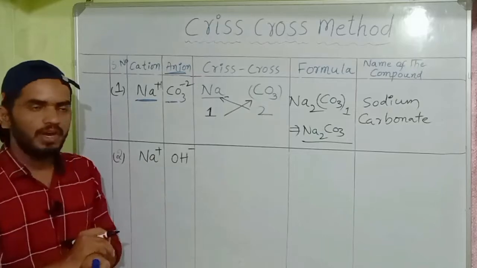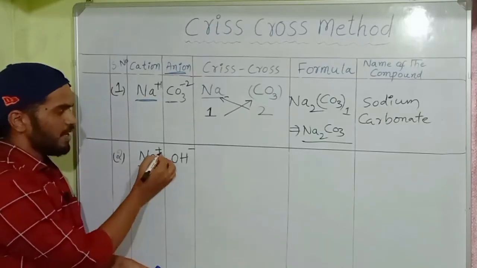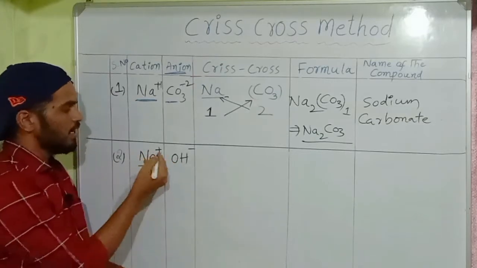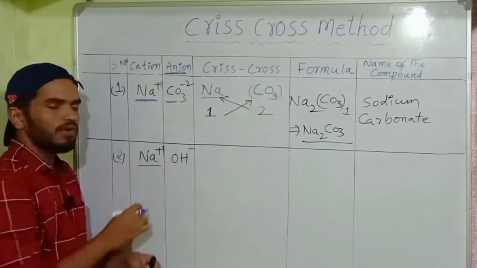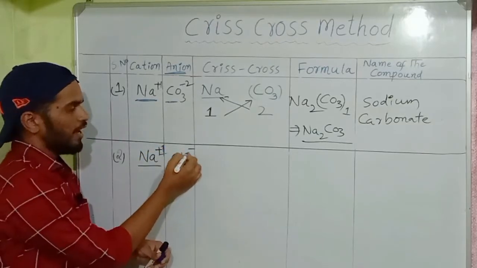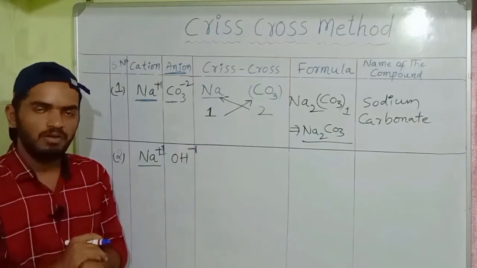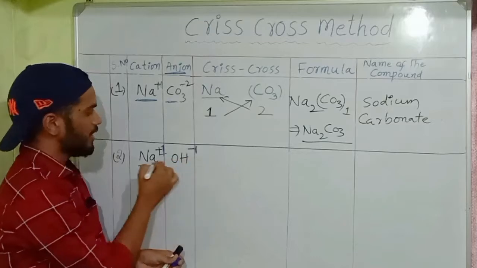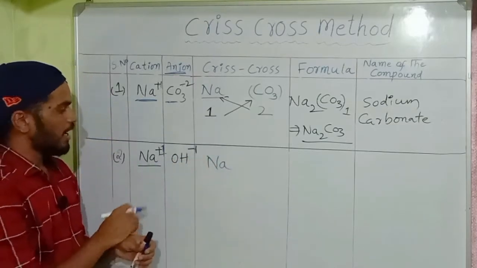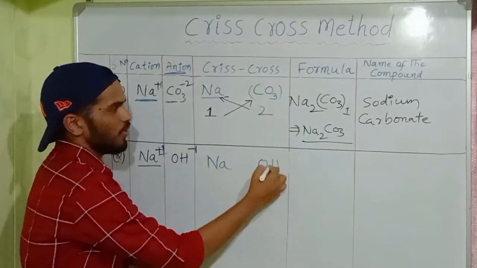Now let me discuss the second example. One more compound we are going to discuss. What value is given here? Na plus. We know very well, if there is only plus and no value, we need to consider 1. If OH minus, only minus is there with no value, we have to consider 1. Now take the elements given: cation Na, anion OH.